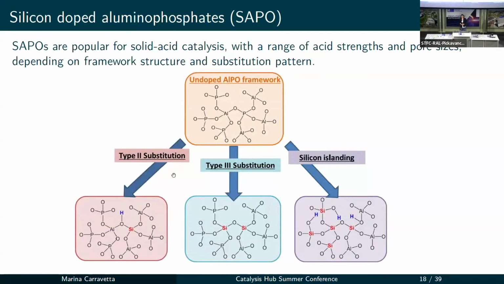What we used for this type of application was SAPO. SAPOs are a silicon doped aluminum phosphate. Depending on the way we do the substitution, we end up with different types of materials, which will have different types of acidity, and we can end up with clustering, with moderate strength acid sites, very strong acid sites, and so on. This can be actually guided depending on the type of SAPO infrastructure we work with.